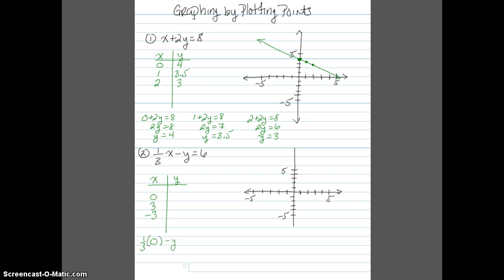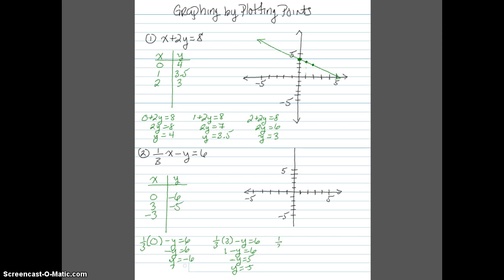So in the first case, I have 1/3 times 0 minus y equals 6. Gives me negative y is 6, so positive y is equal to negative 6. Next, plugging in 3 for x, I have 1/3 times 3 minus y equals 6. Gives me 1 minus y equals 6. Subtracting 1, I get negative y equals 5. And dividing by negative 1, I get y equals negative 5.